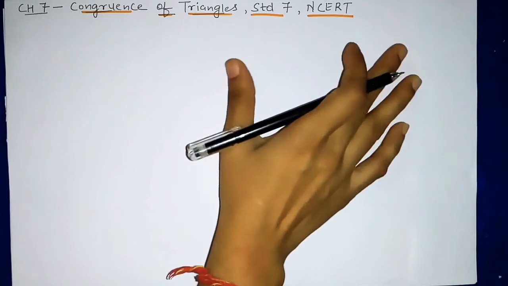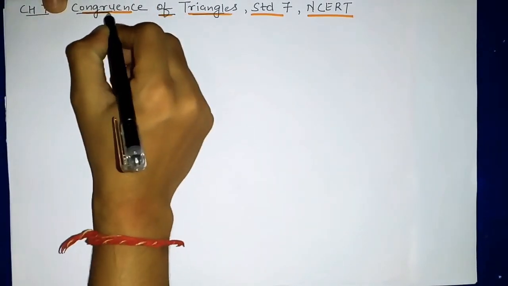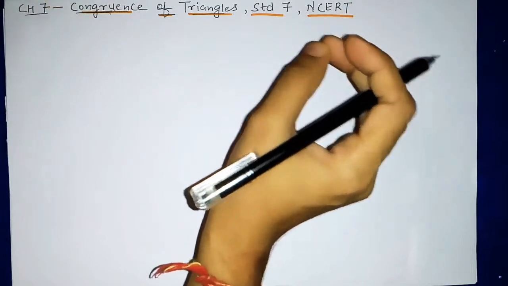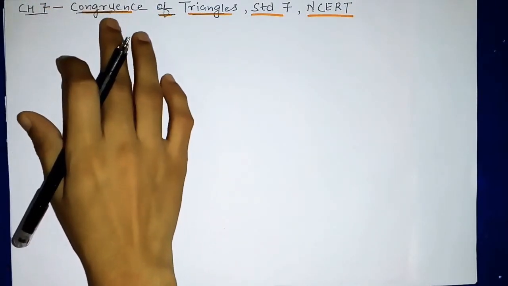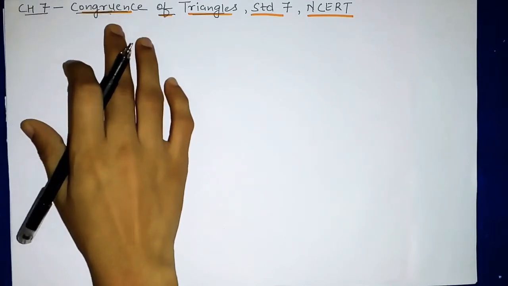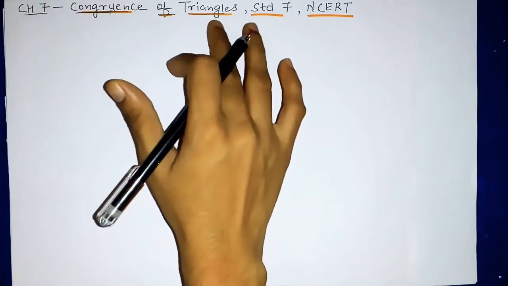Let us first try to understand what is congruence. The word congruence or congruent, what is the meaning of this word? First of all we will try to understand what is actually congruence, then we will go to congruence of triangles.